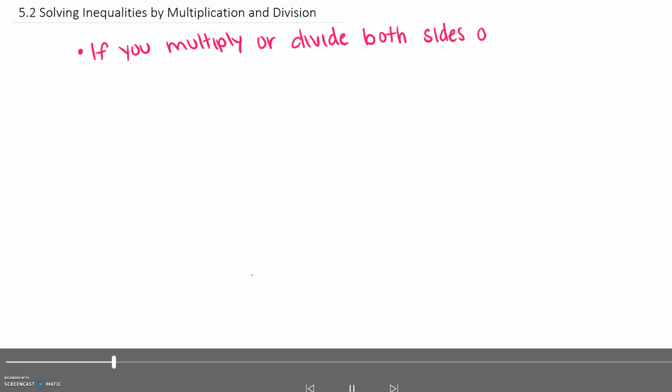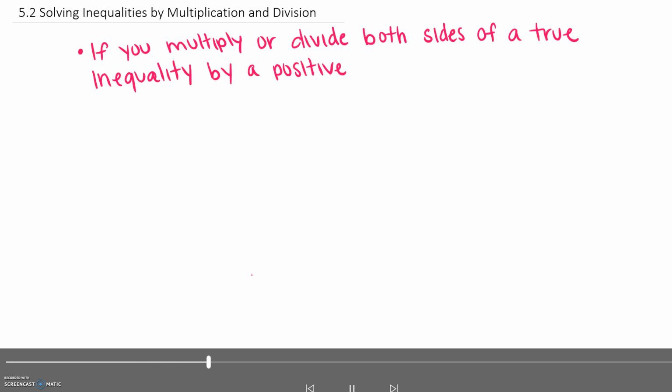Good afternoon. Today we're going to do lesson 5.2, solving inequalities by multiplication and division. There are a few basic facts. If we are multiplying or dividing both sides of a true inequality by a positive number, it will remain true.